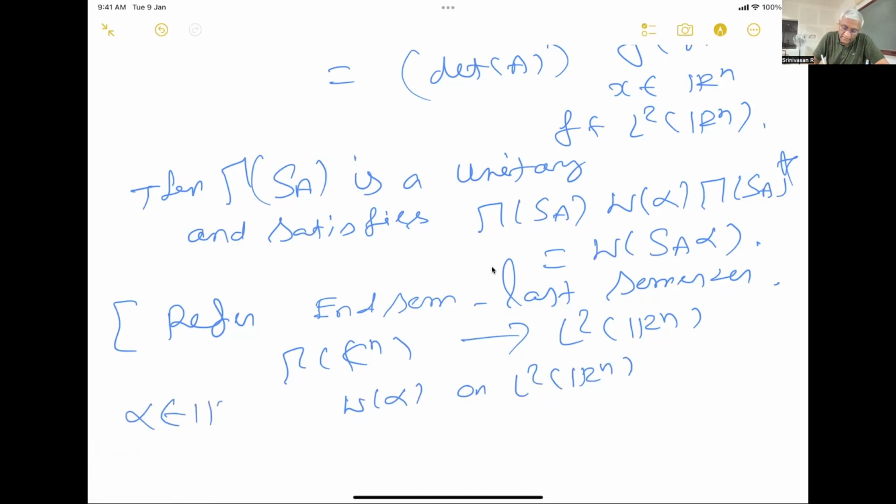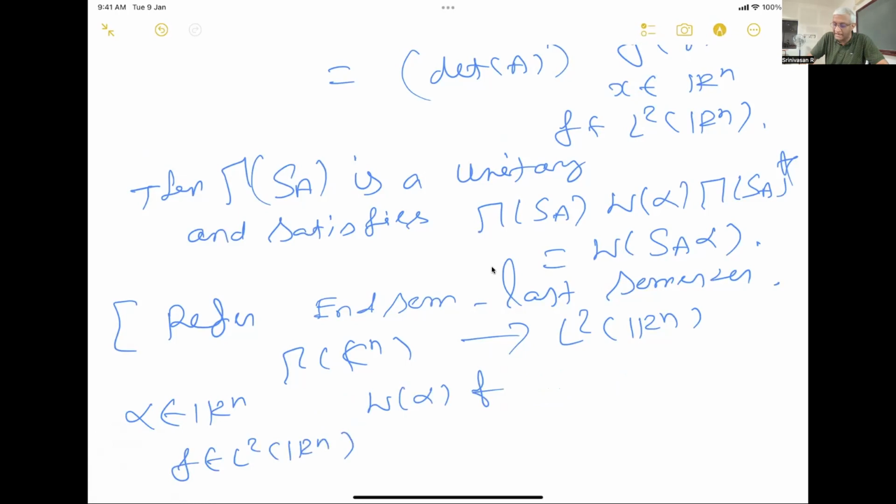For alpha in Rn, W of alpha acting on a function f, for f in L2 of Rn. I mean, alpha comes from Cn, but I'm taking it as in Rn. Is f of, this at x equal to f of x. I didn't give the answer; I asked you to get the answer. So I think it is x minus 2 alpha or alpha, I'm not sure. You use this.